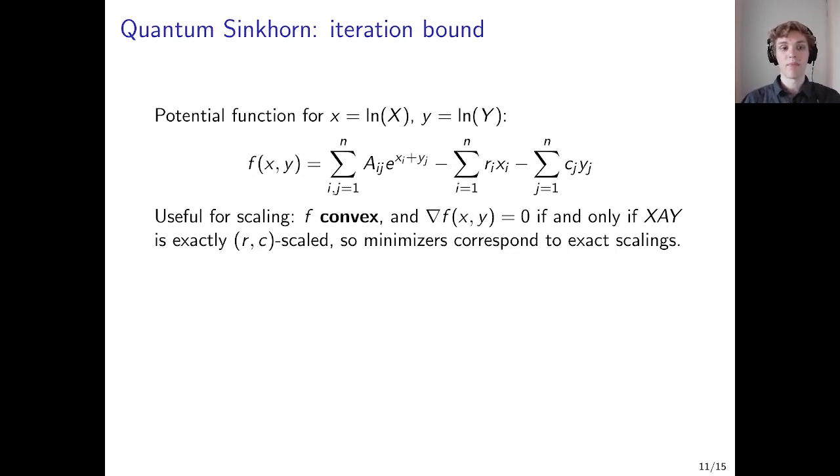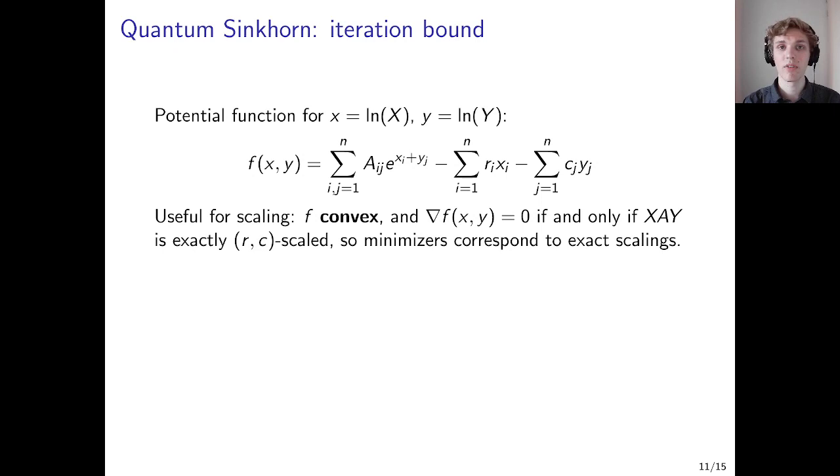Now, whenever you have a potential function or a potential argument, you need two ingredients. You need a potential bound, which tells you how much your potential can drop. And you need to know that if your matrix is not epsilon scaled, then it drops by a certain amount, so that you must become epsilon scaled within a certain number of iterations.